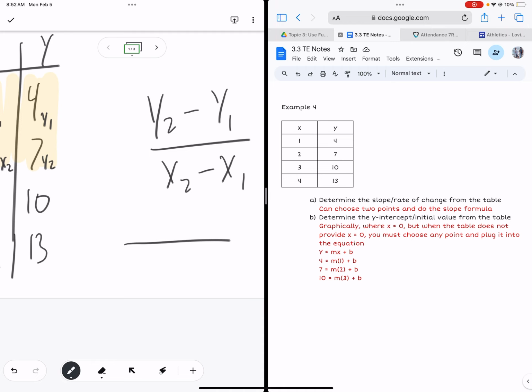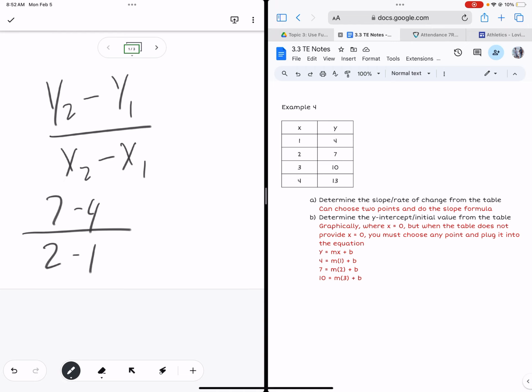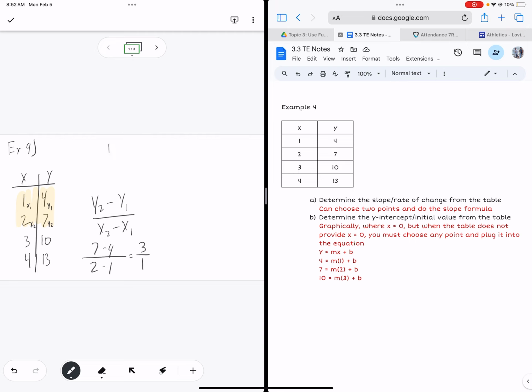I'll give you the base. 2 minus 1. Top or bottom? Bottom. That's the bottom. So 2 minus 1 on the bottom, and then on top it's going to be 7 minus 4, and that's going to equal 3 over 1. So Sophia found our slope, m equals 3.